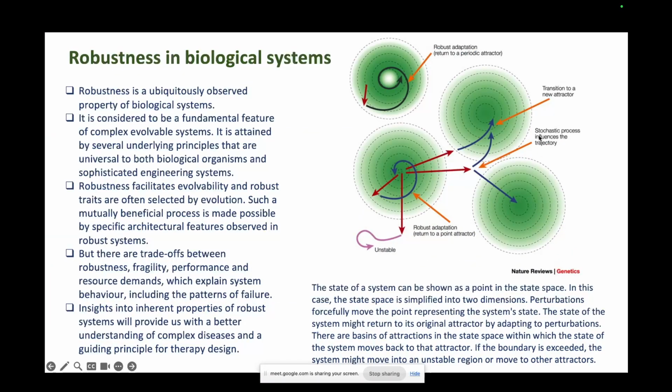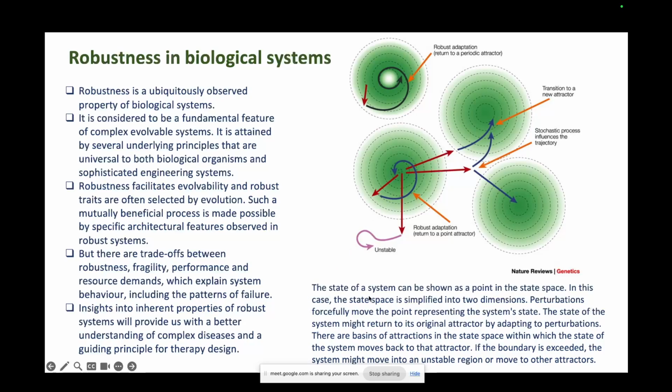Finally, talking about robustness in biological systems. We've discussed this earlier as well. It's considered to be a fundamental feature, and the idea is that if you move the system slightly away from a steady state, does the system come back to its steady state, or does it move to another state? This representation summarizes it in one go.